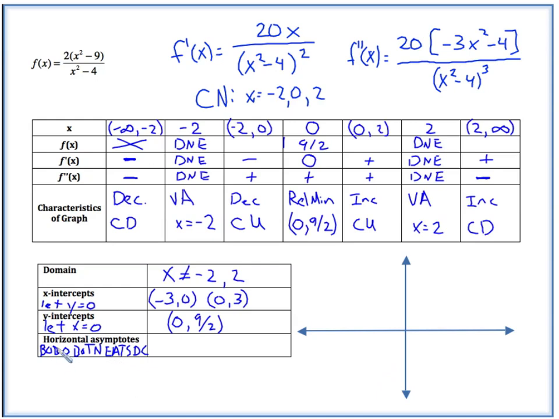So in this case, it looks like they're the same. So exponents are the same. That means we want to divide the coefficients. So just divide 2 by 1. And so we know we have a horizontal asymptote at y equals 2. All right, next we want to sketch this.